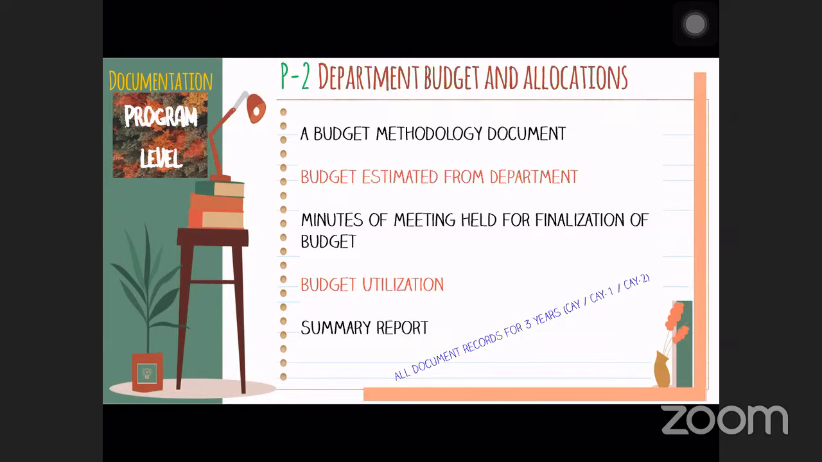CAY means current academic year, CAY-1 means previous academic year, and CAY-2 means the year previous to the previous academic year. So CAY-1 and CAY-2. So these three academic years' documents should be available in these files. So it's not only the current academic year.